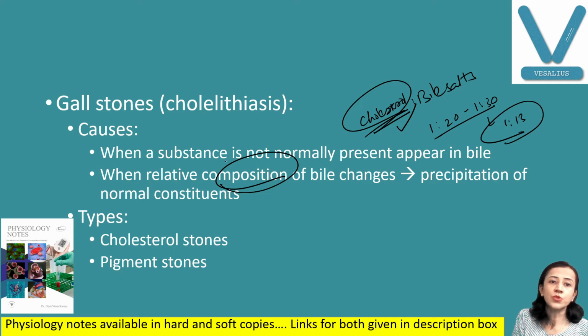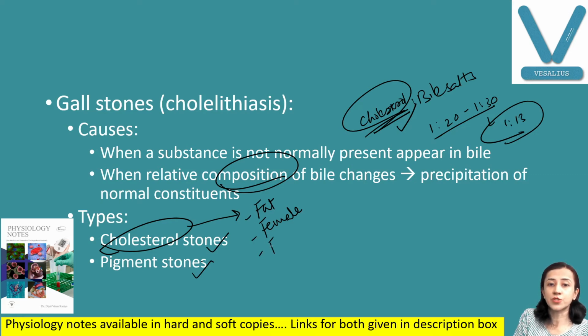So the common stones of the gallbladder are cholesterol stones, and the other variety are pigment stones. The common causes for gallstones: they are found in fat individuals, and are more common in females because of hormonal changes, after 40 years of age. So this F you have to remember: fat, female, and after 40 years of age.